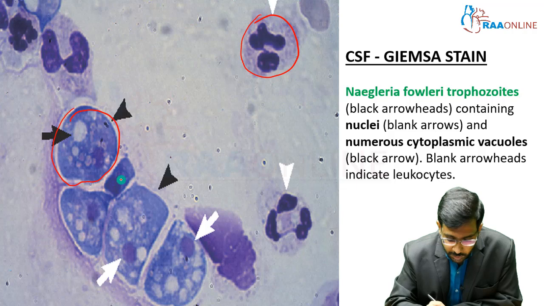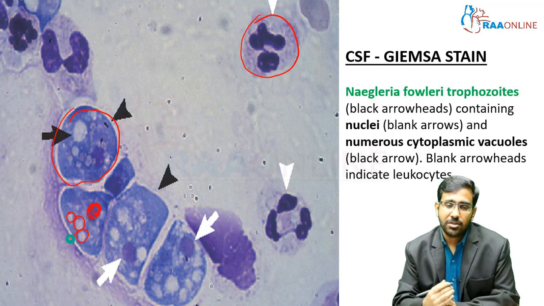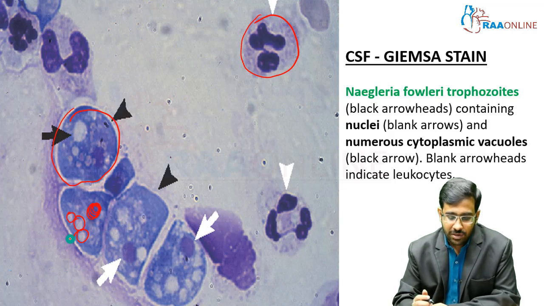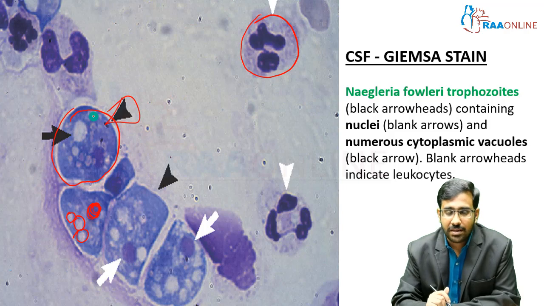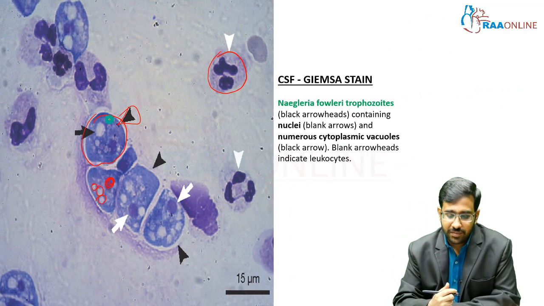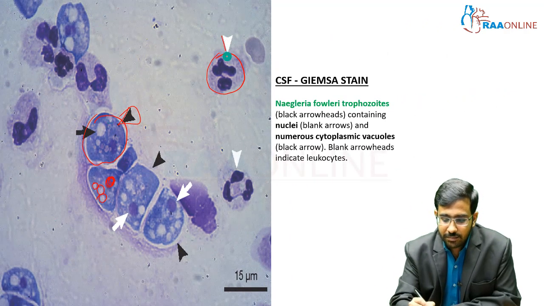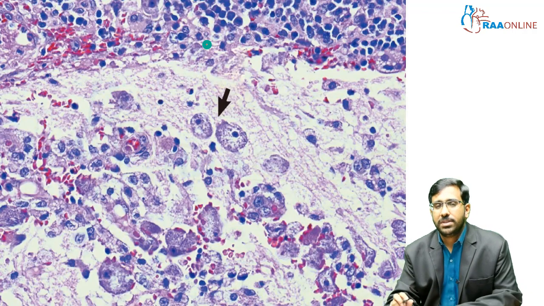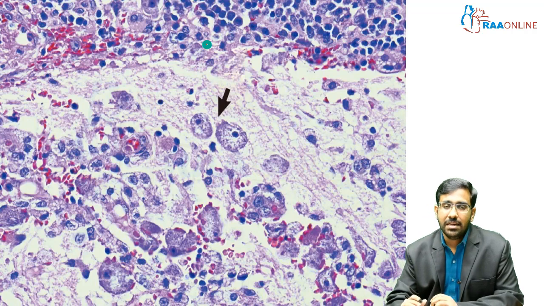Here you are able to see the nucleus, and again you are able to see the cytoplasmic vacuole. So these are the pathogen, the pathogenic part which is going to suggest the presence of a free living amoeba like Naegleria fowleri in a specimen like CSF. Again, it is a special stain where we study the parasitic morphology. Here the black arrow is going to be the parasite, that is the trophozoite of the free living amoeba, and this white arrow indicates the presence of neutrophils, which are the pus cells. And this is a histopathological section which is going to demonstrate a brain biopsy.